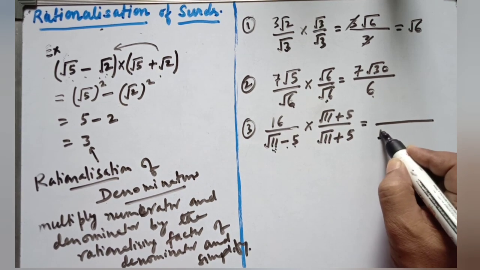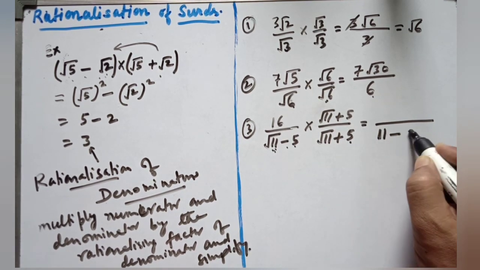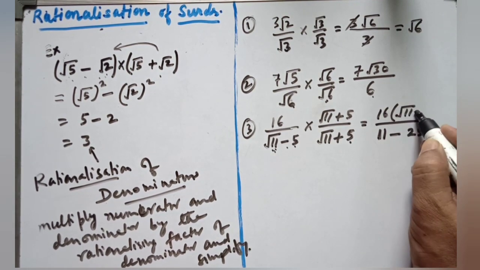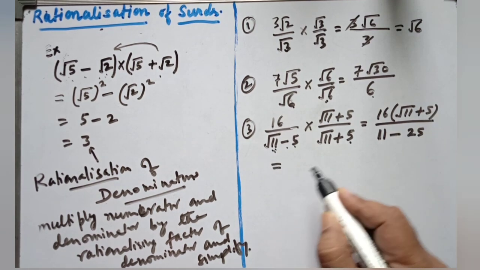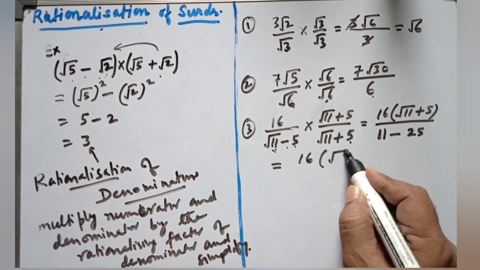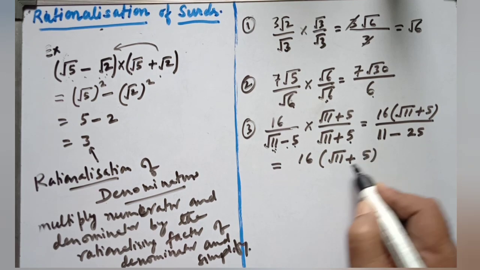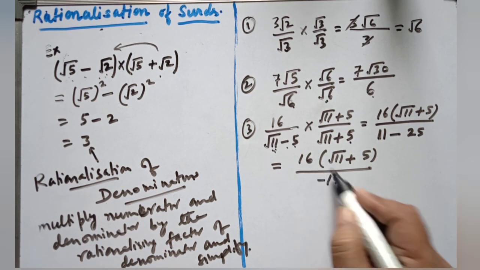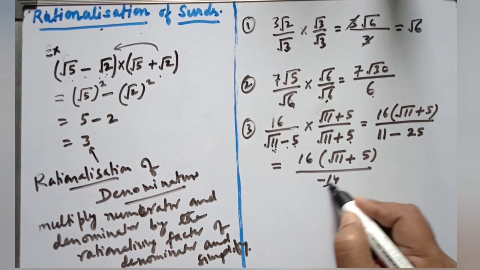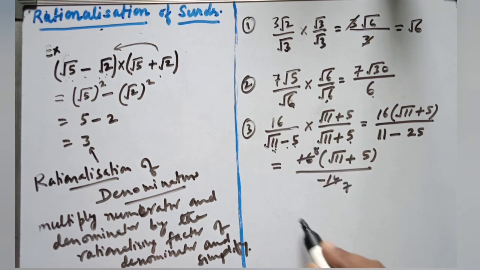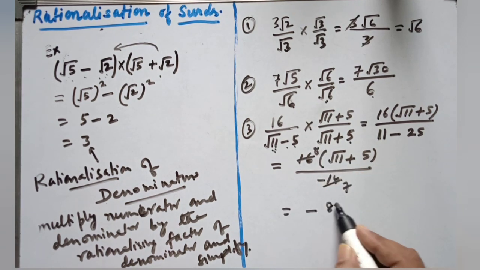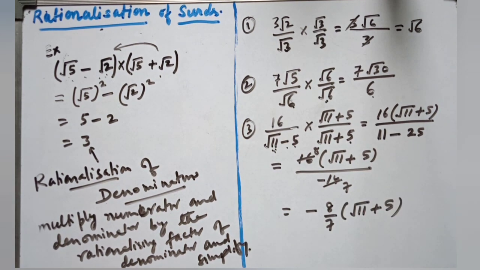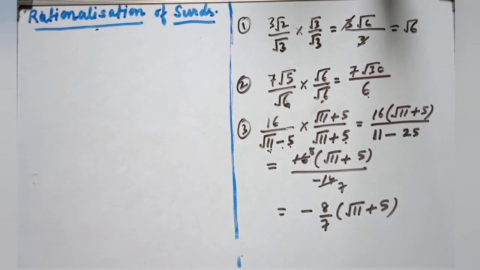Now if you multiply in the denominator, a minus b into a plus b form, this will give you root 11 square is 11 minus 5 square is 25, and in the numerator it is 16 root 11 plus 5. So this becomes 16 root 11 plus 5 upon, if you subtract, minus 14. You can cancel 2, so it becomes 7 and this becomes 8. So the result is minus 8 by 7 root 11 plus 5. So the denominator is a rational number.